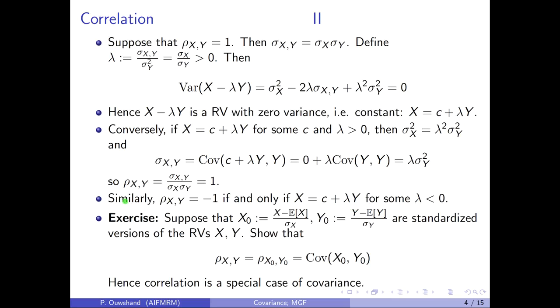Here is an easy exercise. Suppose that x0 and y0 are the standardized versions of the random variables x and y. In other words, x0 is x minus its mean divided by its standard deviation, and y0 is defined similarly. In that case, the correlation between x and y is the same as the correlation between x0 and y0, and moreover that is precisely the covariance between x0 and y0. In particular, correlation is just a special case of covariance. The correlation between two random variables is the covariance between their standardized versions.